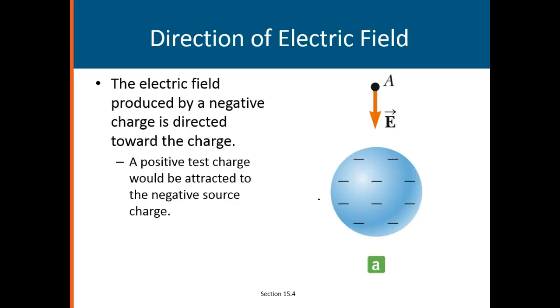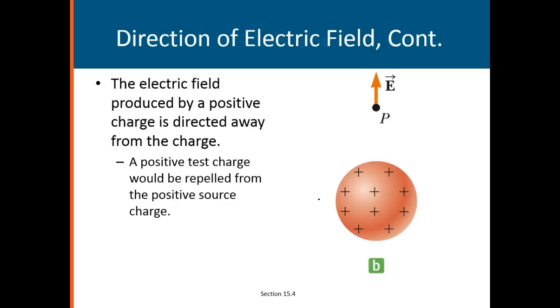If that were positive charges, that would be away, this would be away, that would be away, this one would be away. Everything would be away from it if that were positive. Does that make sense? Because a small positive charge would be repelled. Small positive charge would be attracted to that negative source charge. Okay? And here's what I was just saying. The small positive test charge at P would be going away from that source, positive source charge. Electric field produced by a positive charge is always directed away from the charge in every dimension, okay? Positive test charge would be repelled by that positive source charge. Make sense?